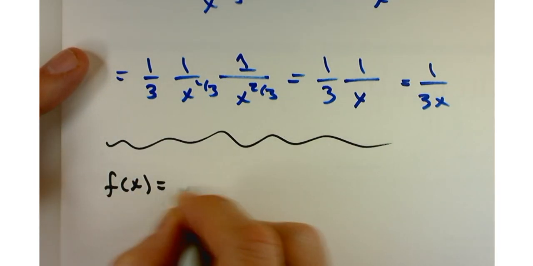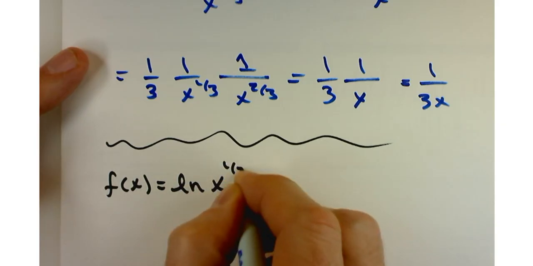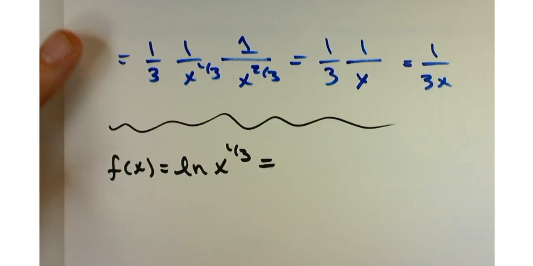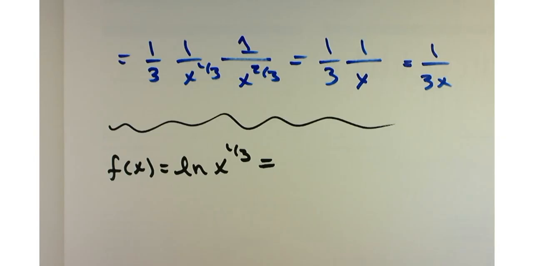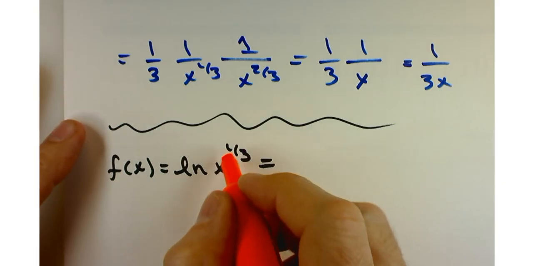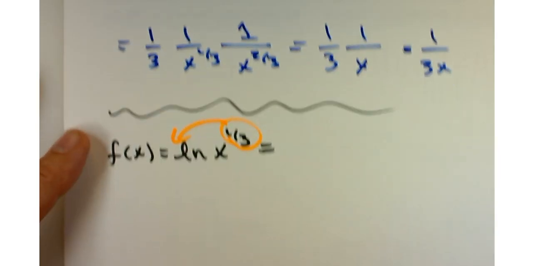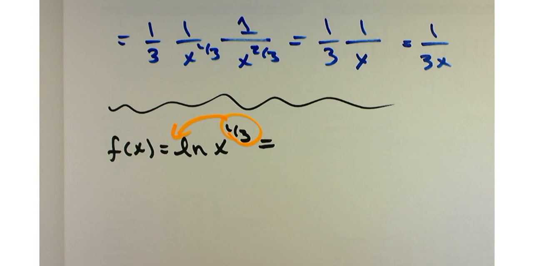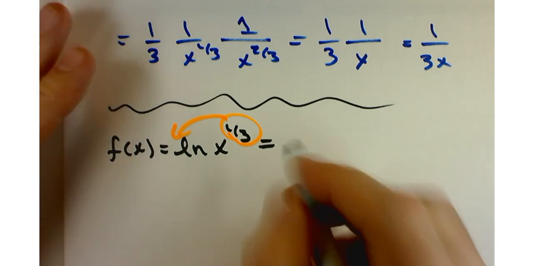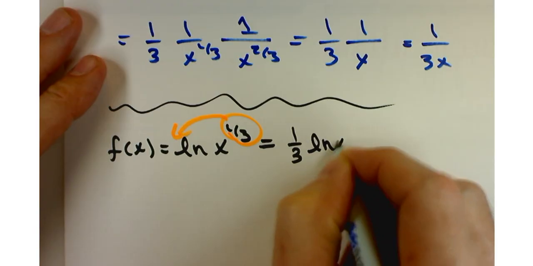F of x is the ln of x to the 1/3. Is there a property of logs I can use here? What can I do here? Lillian, any thoughts? Any properties of logs that can help us out? I'm not sure. Yeah, how about the power rule? Let's bring that exponent out in front. So that's going to be 1/3 ln of x.